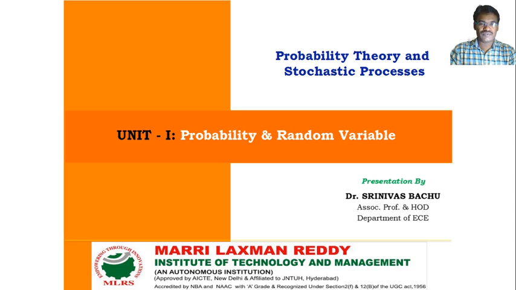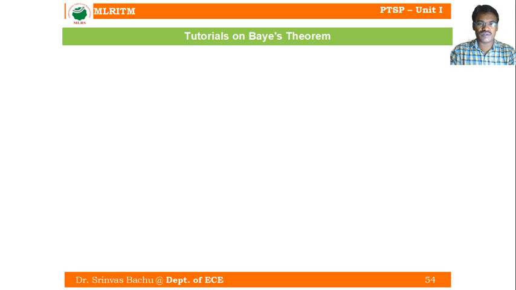In the last 5 sessions, we discussed set theory, probability theory basic concepts, and the total probability and Bayes theorem. Now today we will see the tutorials on the joint, conditional, total probability theory and Bayes theorem. First we will cover the tutorial on the Bayes theorem.